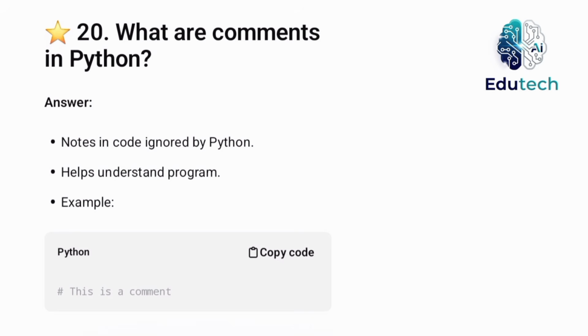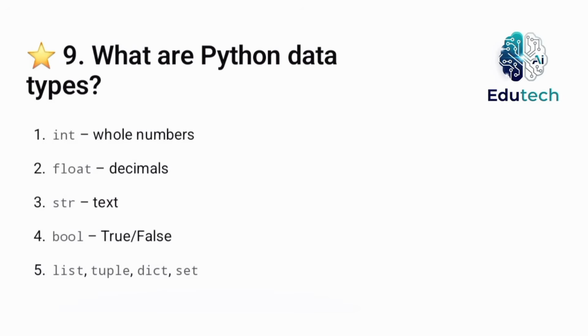What are comments in Python? Notes in code, ignored by Python, that help understand the program. What are Python data types? Int is whole numbers, float is decimals, str is text, bool means true or false, then list, tuple, dictionary, set.